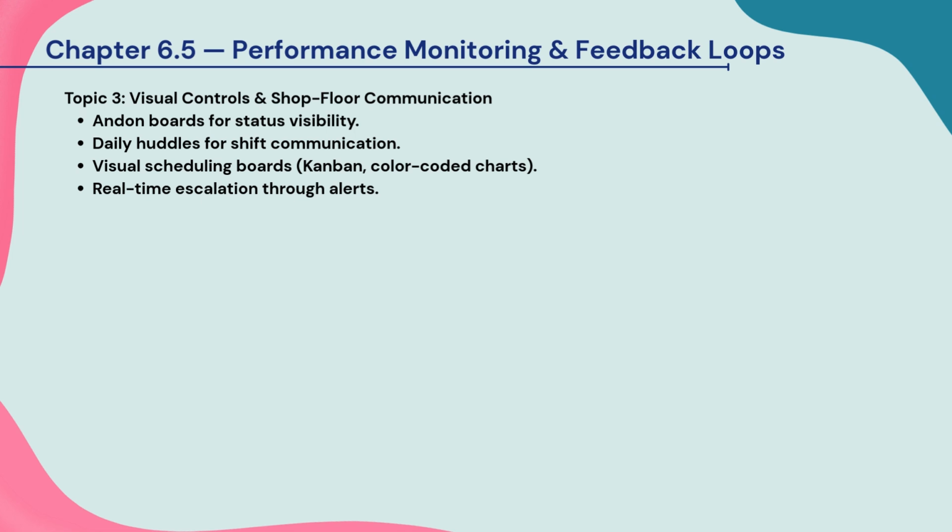This slide highlights key visual controls and communication methods used on the shop floor. Andon boards give instant visibility of production status. Daily huddles improve communication between shifts, and visual scheduling boards like Kanban help teams see work progress easily. Real-time alerts ensure quick escalation whenever issues occur, keeping production on track.